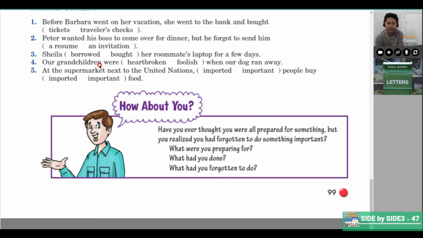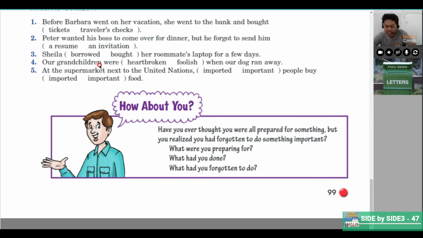How about you? Has it ever happened to you that you prepared for something and then in the end you realized that you forgot something? What were you preparing for? When I arrived at my office, I forgot my uniform. Ah, so you were like Janet in our story. Yeah, when she came to the place, she forgot her costume.